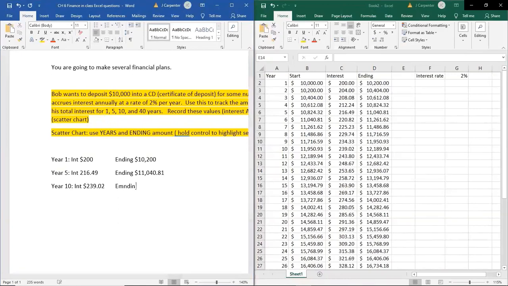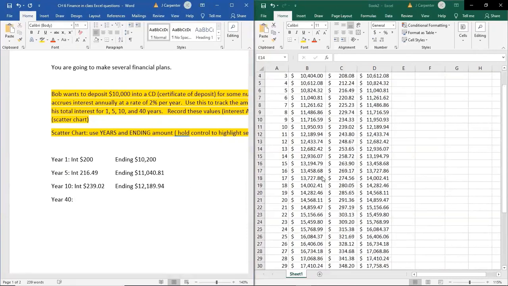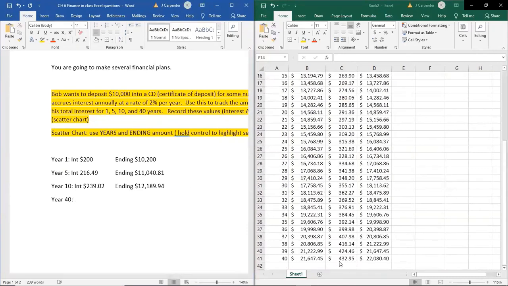And the ending balance, ending, was year 5. I didn't do that right, did I? Yes, I did. Year 10, 12,189.94. And then for year 40, so we're just not looking at anything for a while. We made $432.95 for free that year, with an ending balance of $22,080.